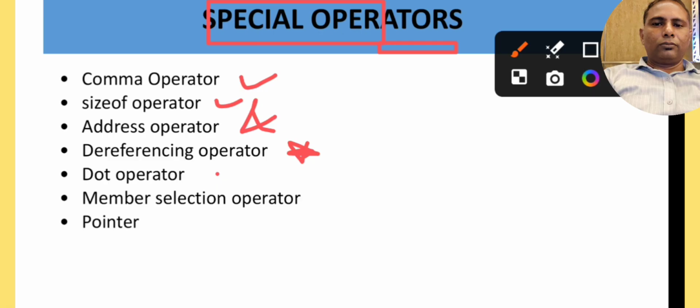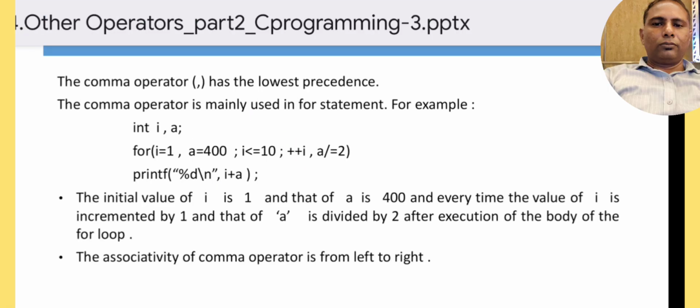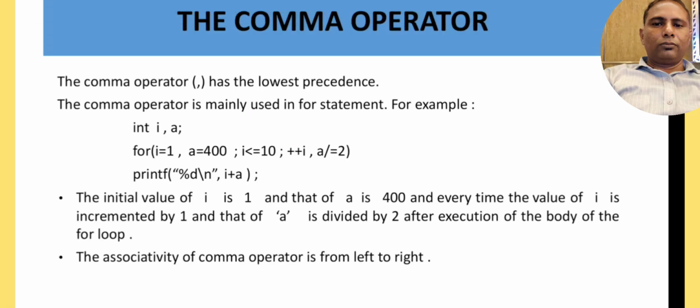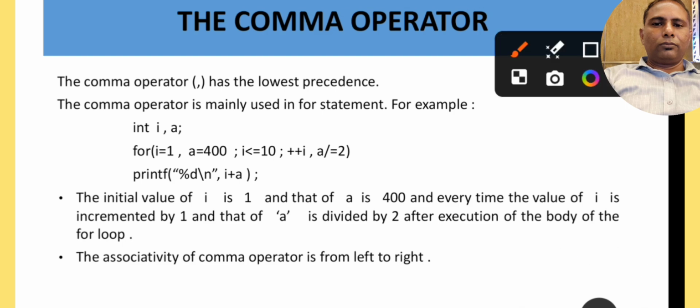If we talk about the comma operator, the comma operator is used for the separation of two variables. For example, we put i comma a. This means that we are separating i and a. We can use this operator inside the for loop also. Here we have i is equal to 1.